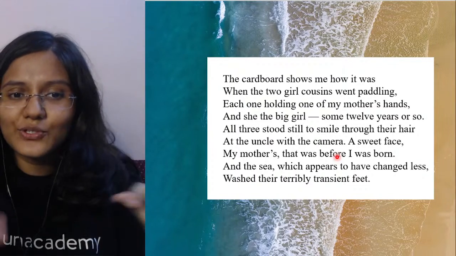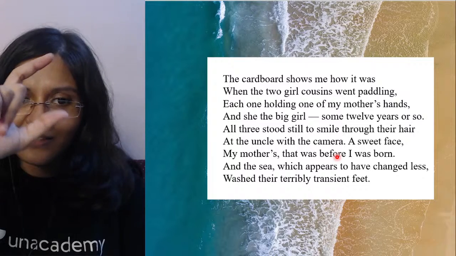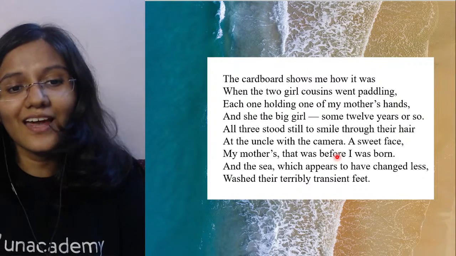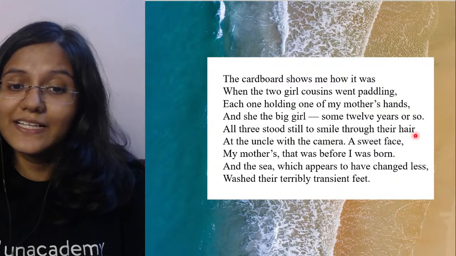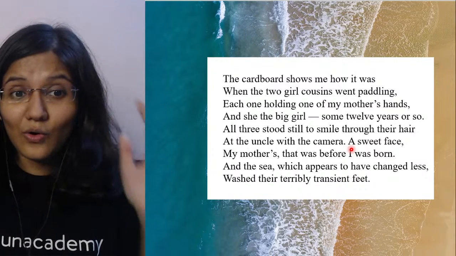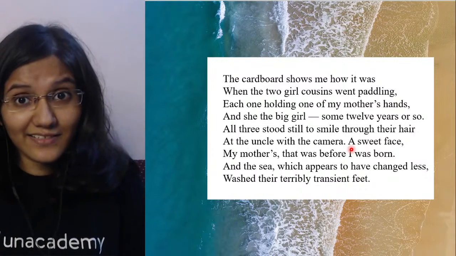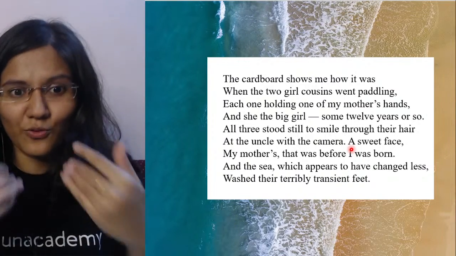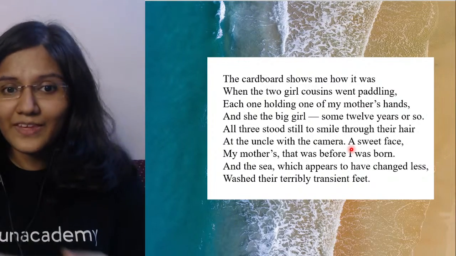Three girls standing in a row with the narrator's mother in the center, and the narrator's mother is around 12 years old. All three stood still to smile through their hair at the uncle with the camera. And all three of those girls are standing still because it's a photograph. There's obviously no movement in a photograph that we can see.